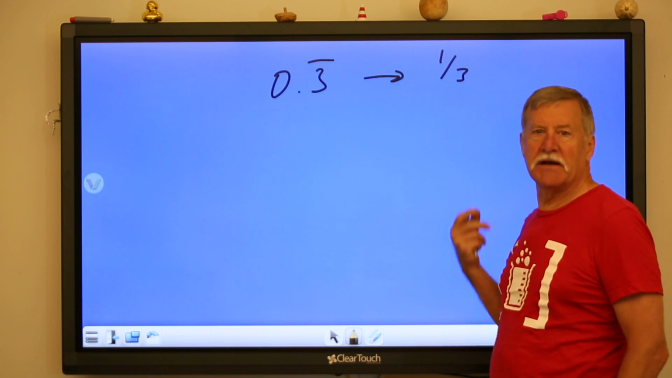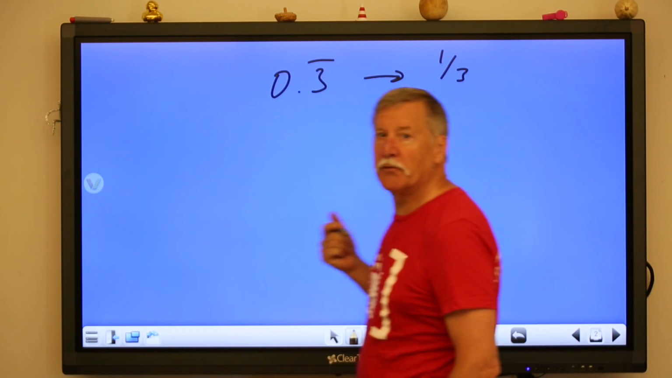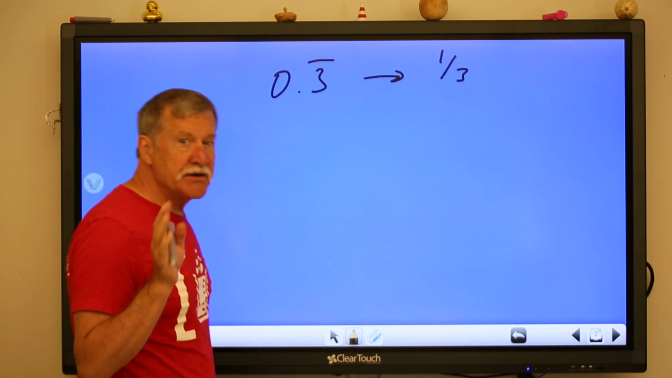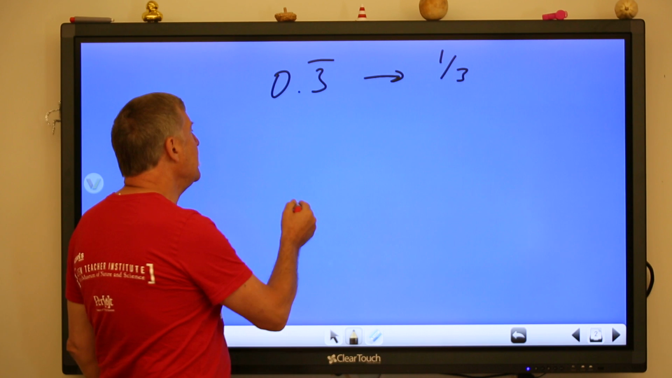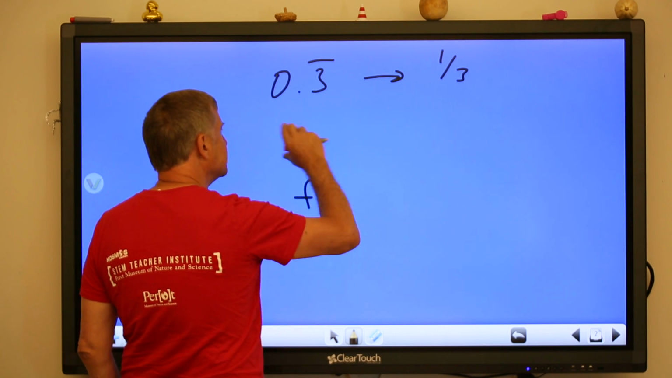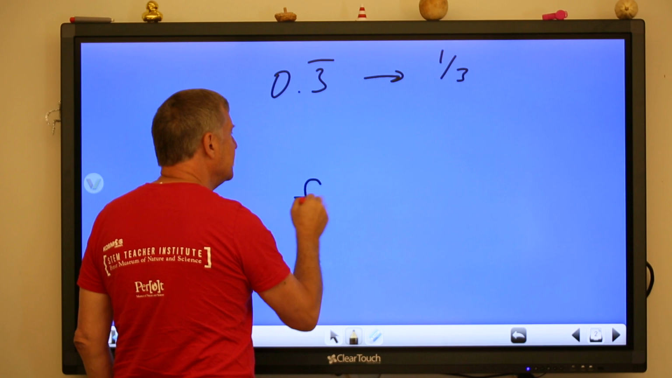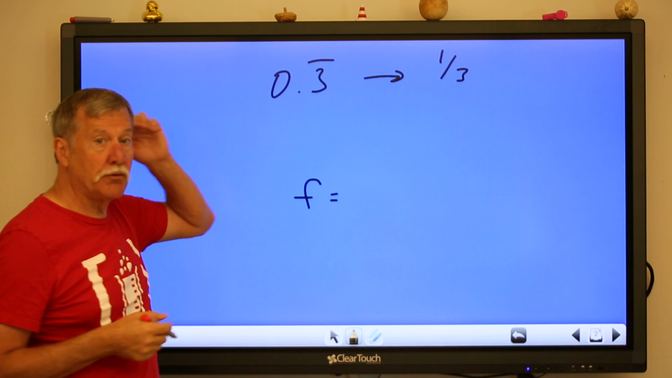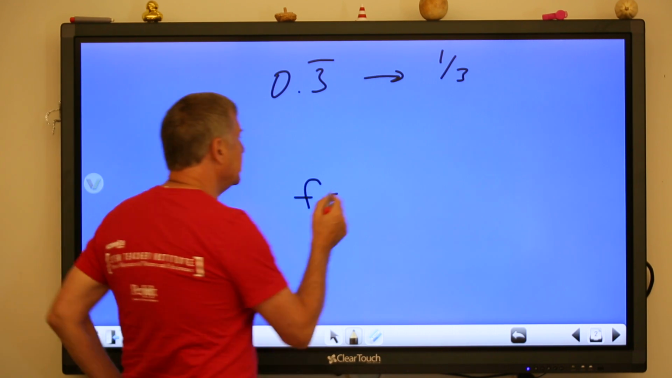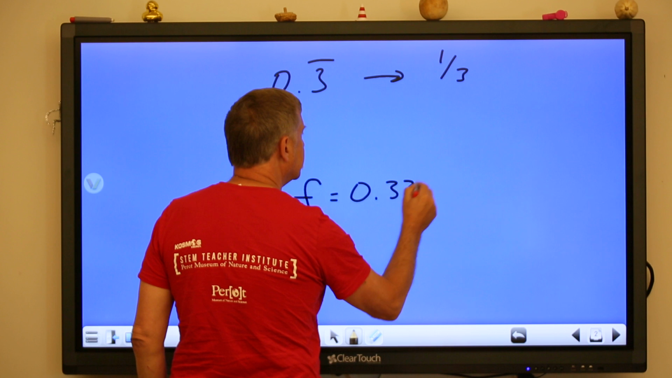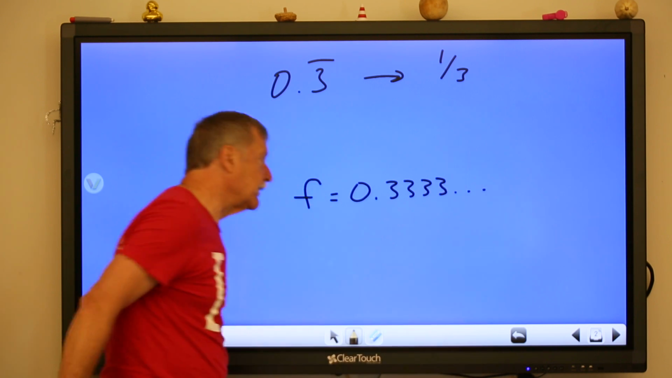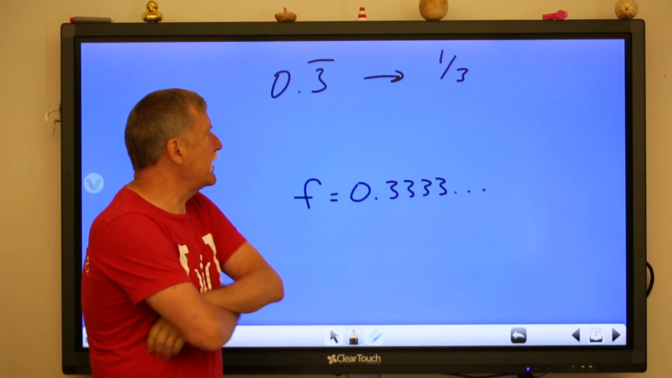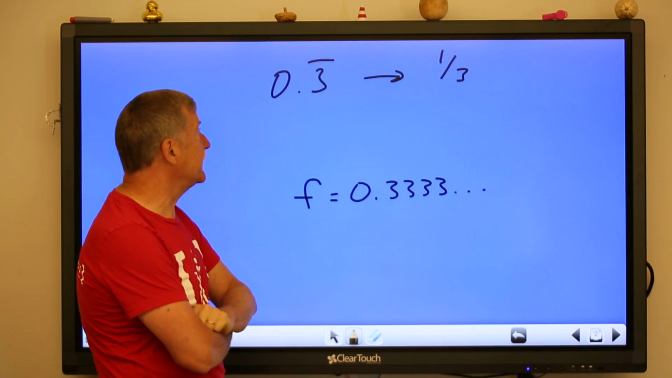If we take something simple that you should have memorized, 0.3 with a bar over it, we know that equals 1/3, all right? So here's how we're going to be able to do this. I'm going to put a little bit lower because I'm going to have something up here. I'm going to say this fraction, f, is equal to whatever fraction we're going to get for 0.3 with a bar over it, and now we're going to write this without a bar: 0.3333 dot, dot, dot. So that's our starting point. We take the repeating decimal and write it as a whole bunch of repeating digits.